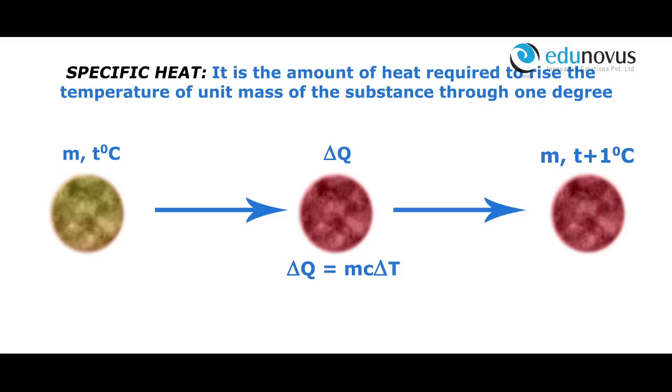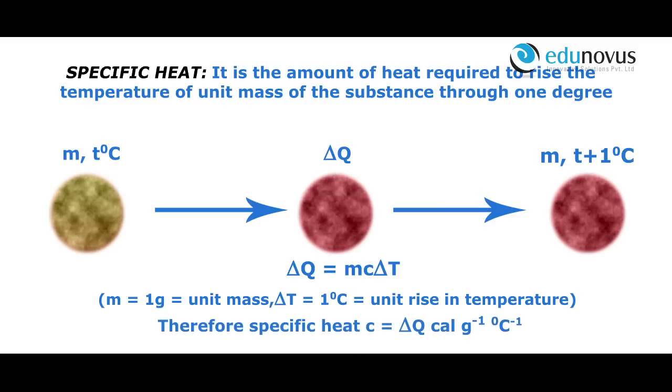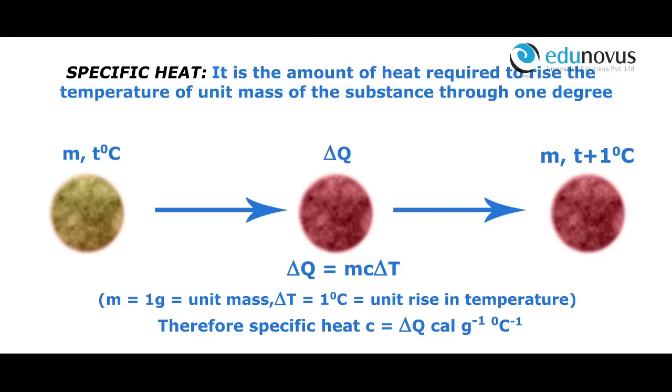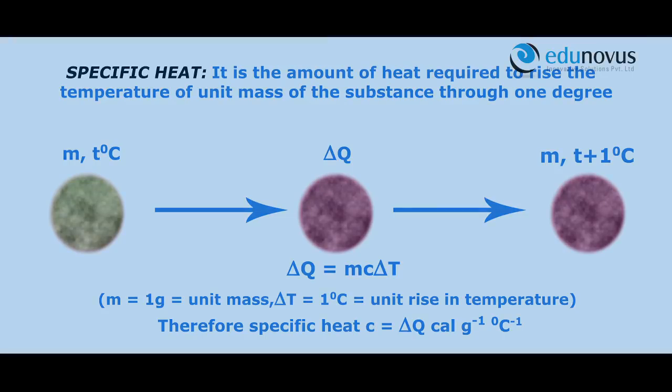Here, m is equal to 1 gram, which is the unit mass. Delta T is equal to 1 degree centigrade, which is the unit rise in temperature. Therefore, specific heat C is equal to delta Q, and its units are calories per gram degree centigrade. Here, you need to remember that the specific heat depends upon the nature of the substance and its temperature.